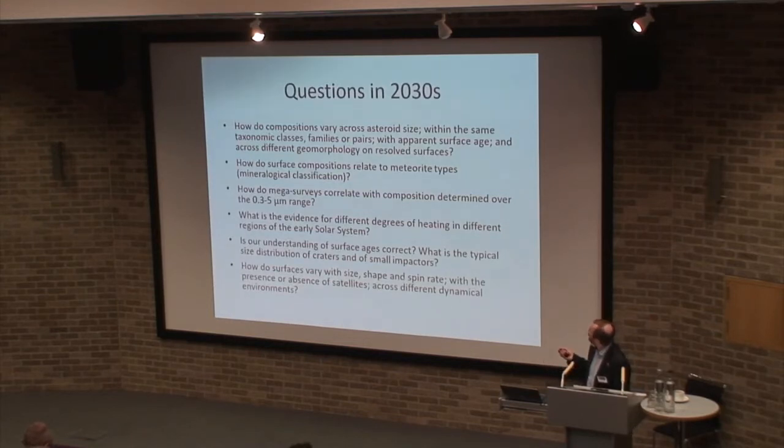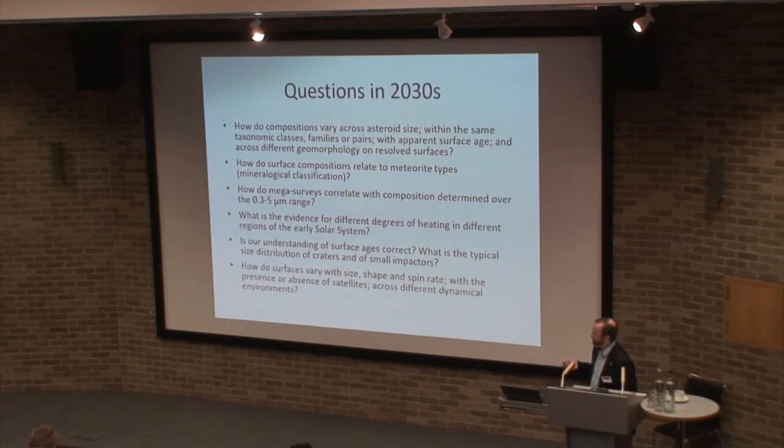How do they link to these meteorites? How do we really build that link to the lab samples that we have? And how do we correlate the sort of information we get from LSST, where you've got an awfully large number of asteroids but limited information, with the detailed composition you can get if you look further into the infrared?